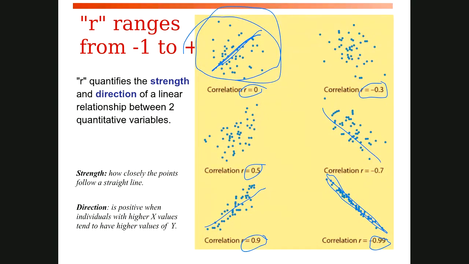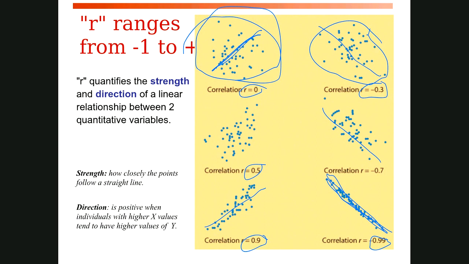The strength is how close the points are to the dotted line, and again, you could see here a correlation of -0.3. The points are really not that close to the line. But the closer we get to 1, this is essentially a perfect correlation. The scatter points are all hovered around the line.